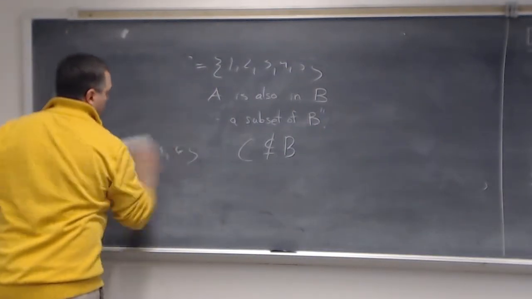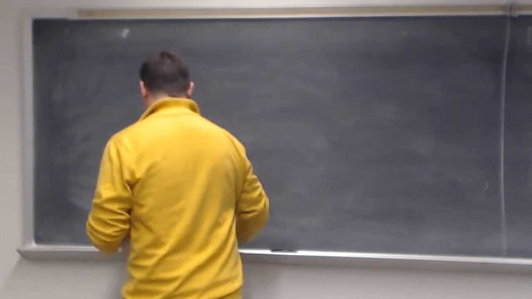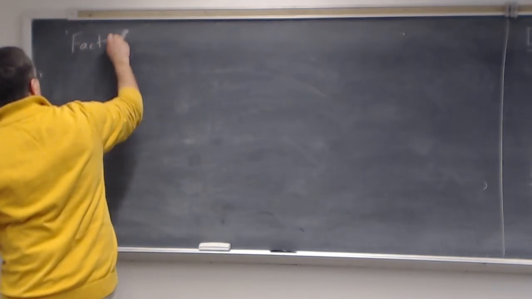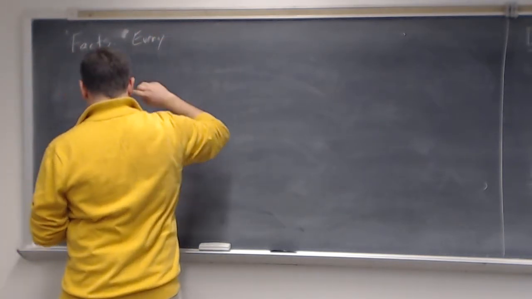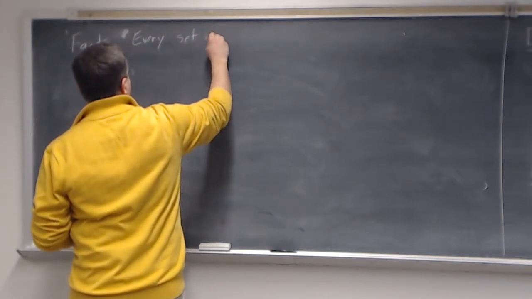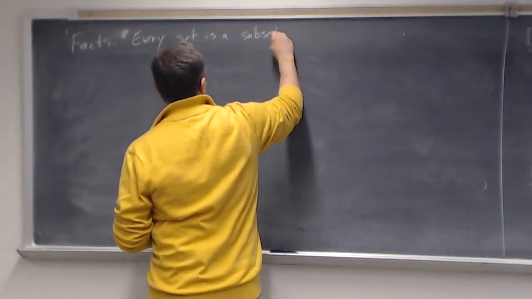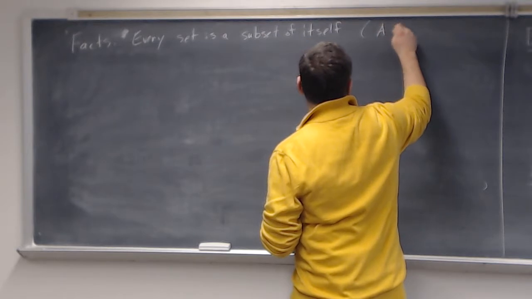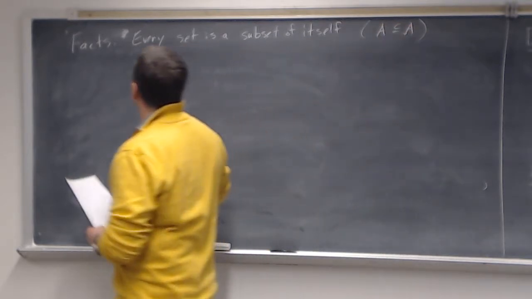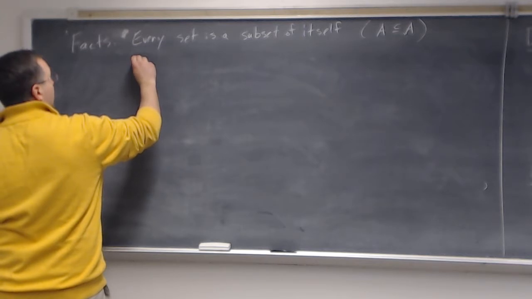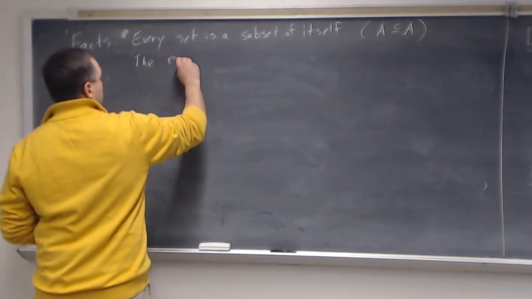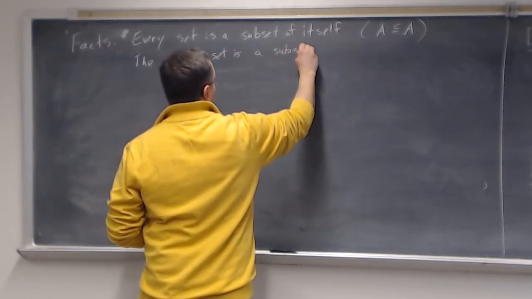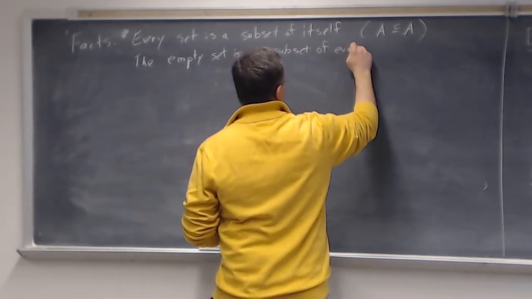So every set is a subset of itself. There's the fact: every set is a subset of itself. So A is a subset of A. Another fact is that the empty set is a subset of every set.